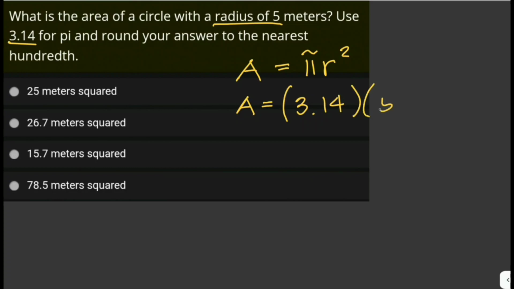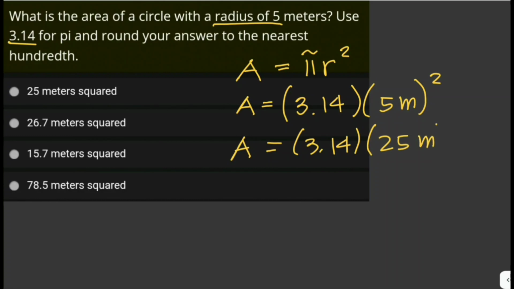So the area is just equal to 3.14 times 5 meter squared. So the area is just equal to 3.14 times 25 meter squared. So the answer here is 78.5 meter squared. So this is our answer here.